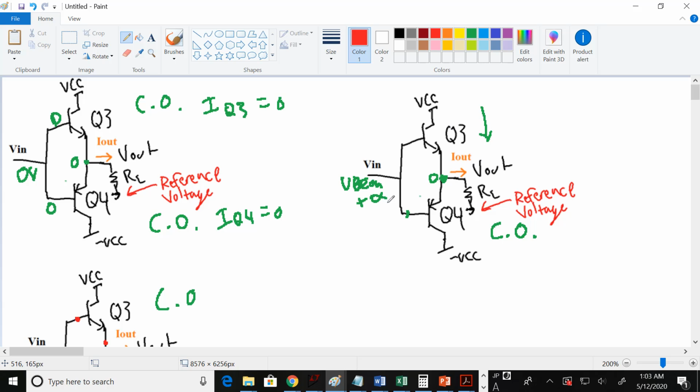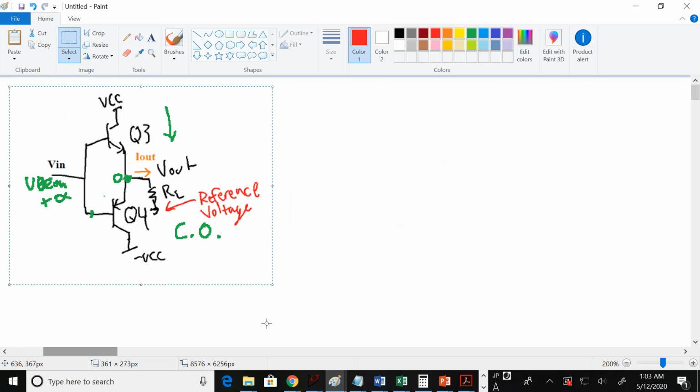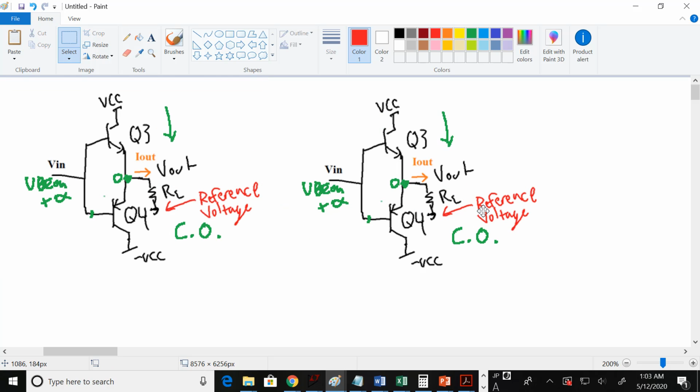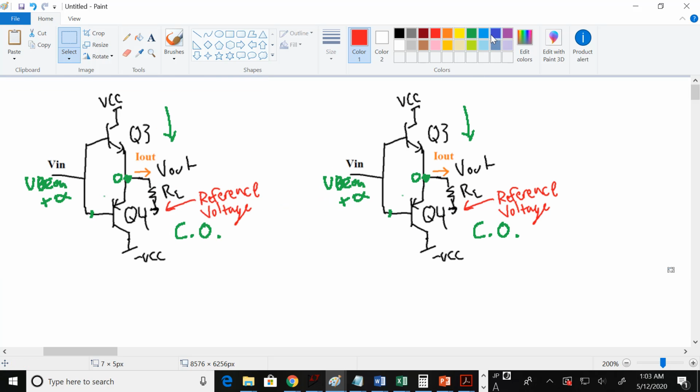Okay. For this one, when you have VB on plus, Q4 goes into cutoff. Let's see what that means. Q4 goes into cutoff, and it's like it goes away. So what's left is, I'll just pull out what's left. You have Vin, using this.